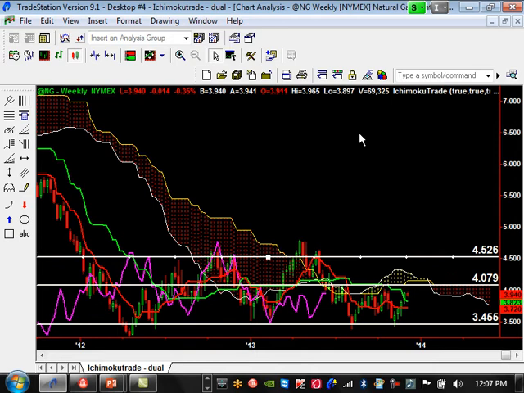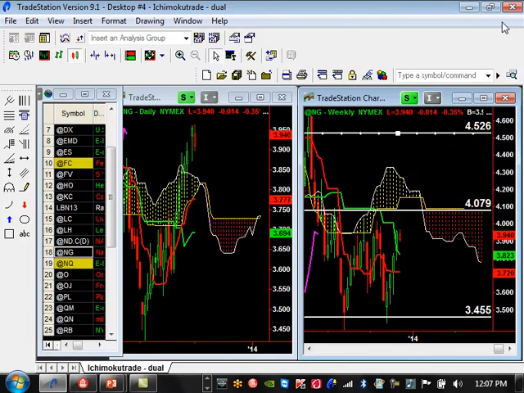High probability getting to 4.07 right now, but before it does that, it probably needs a minor pullback to at least about 3.823 or 3.720.